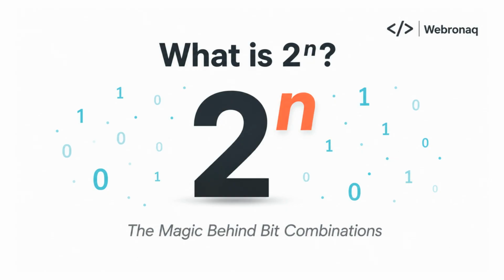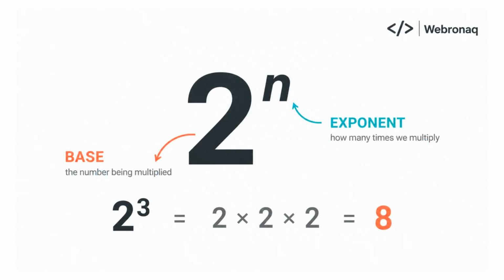But there was one little formula hiding behind everything we discussed. 2 raised to the power of n. In this video, we're going to break down exactly what 2 to the n means, why it shows up everywhere in computing, and why doubling is the real magic behind how computers store information. Let's dive in.